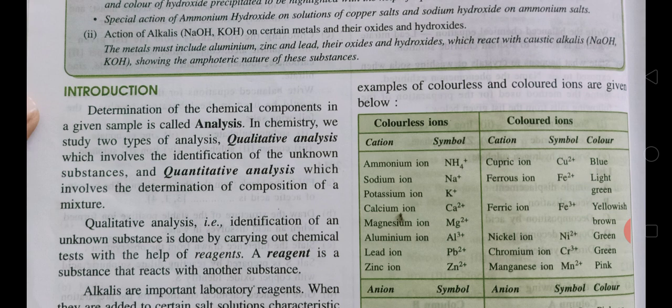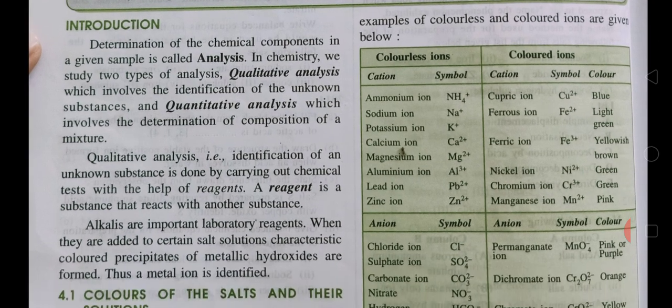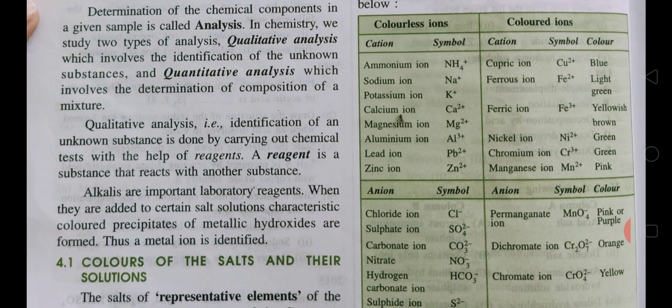Qualitative analysis, that is identification of an unknown substance, is done by carrying out chemical tests with the help of reagents. Children, a reagent is a substance that reacts with another substance. So in the chemistry lab we work with reagents, and these reagents are substances which react with other substances. Alkalis are important laboratory reagents, and when they are added to certain salt solution, characteristic colored precipitates of metallic hydroxides are formed, thus a metal ion is identified.